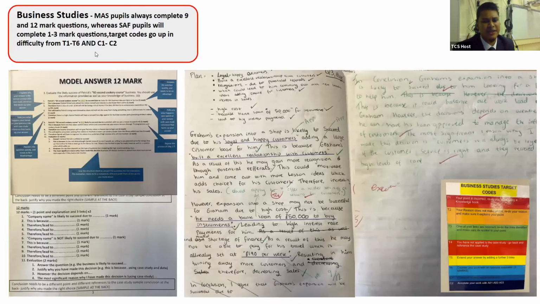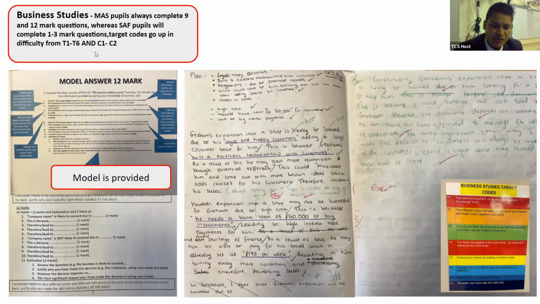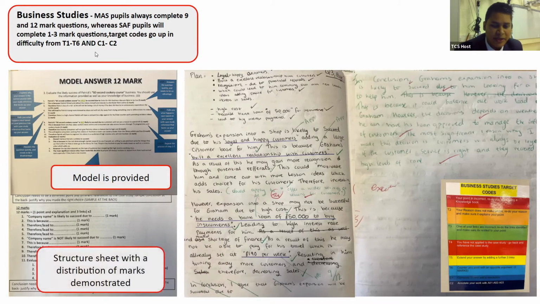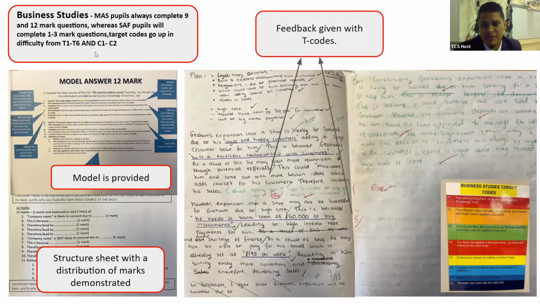So another example is that the MAS pupils always attempt the 9 as well as the 12 mark questions. Initially a model, the 12 marker, is provided, and you've got an extra thing going on here, which is a structure sheet, which has a distribution of marks, and all the marks are laid out for the students. And then you've got the task being set, feedback being given with T codes.